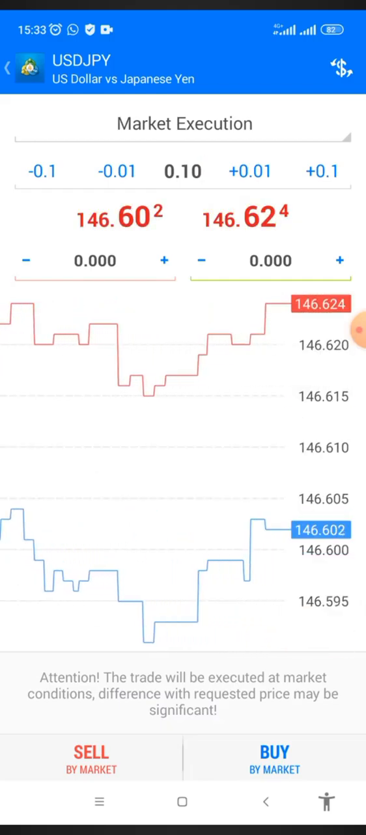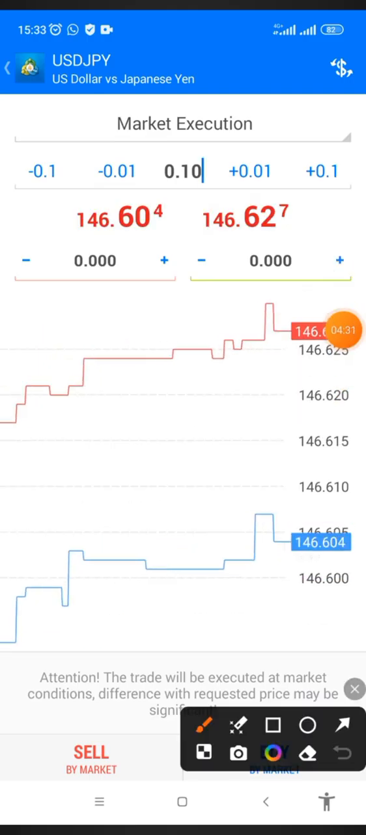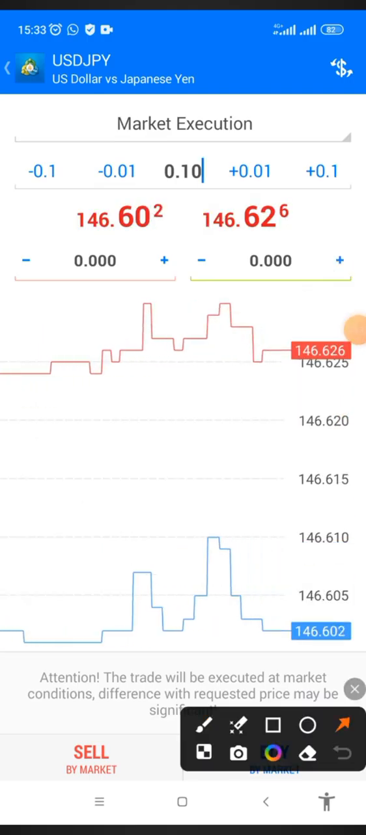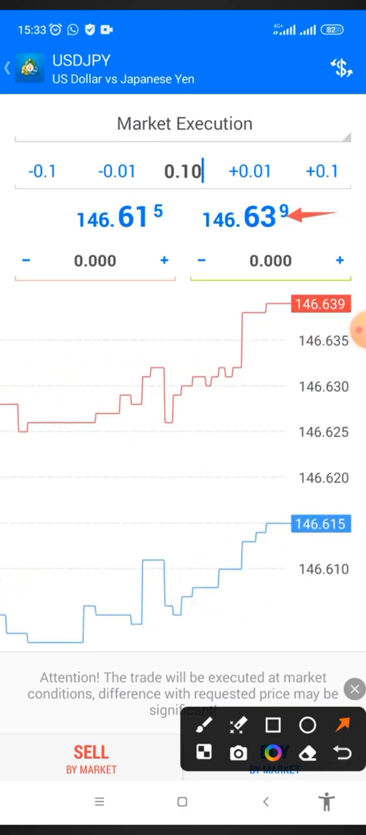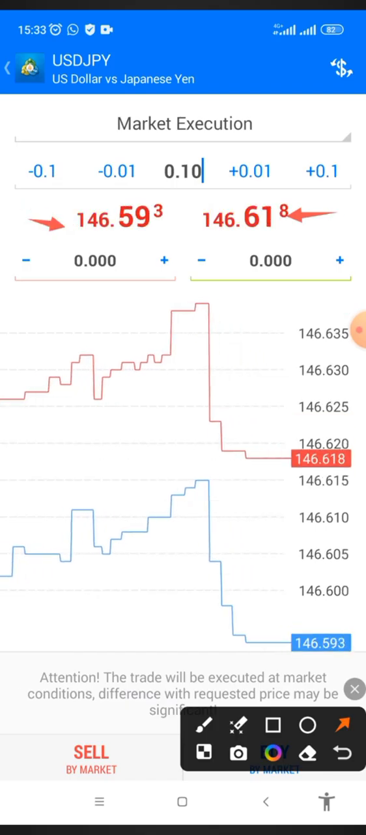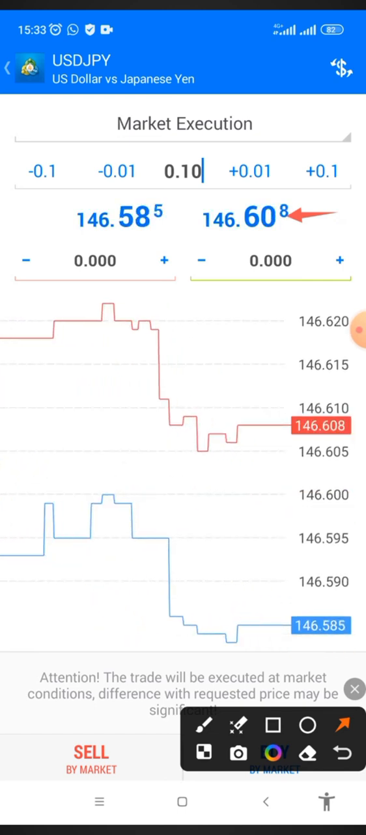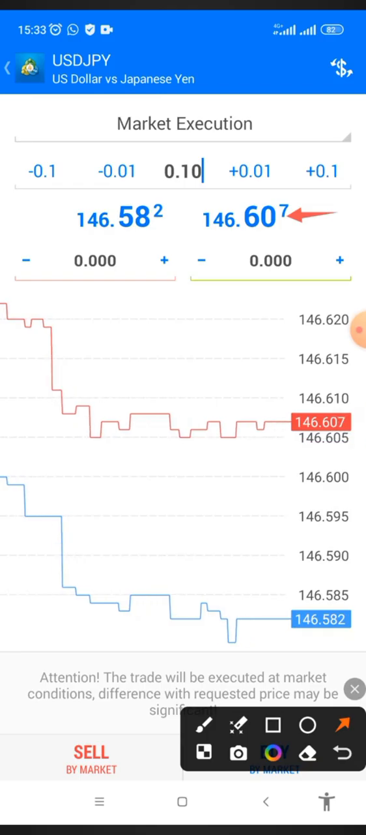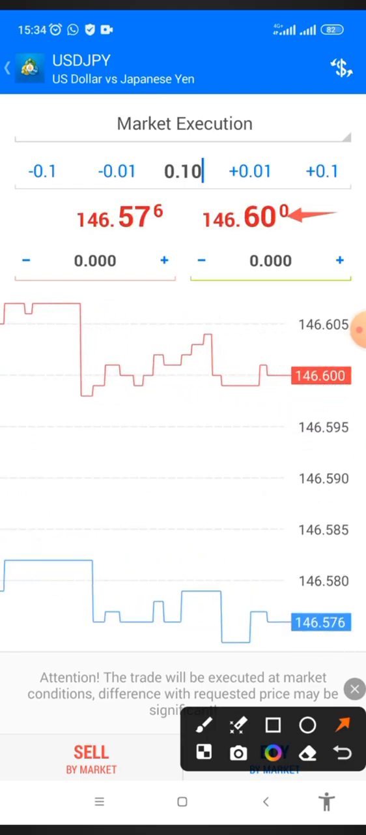If you still want to be looking at the price whilst you are setting up the lot size, you can be looking at this price over here. When you are about to buy, this is the price that you buy. If you want to sell, you sell at this price. If you are buying, you buy at this price. If you are selling, you sell at this price. So you are still looking at the price whilst you want to enter. It is now 146.60. So it's still not yet up to the 146.70. It means it's still good for you to enter.